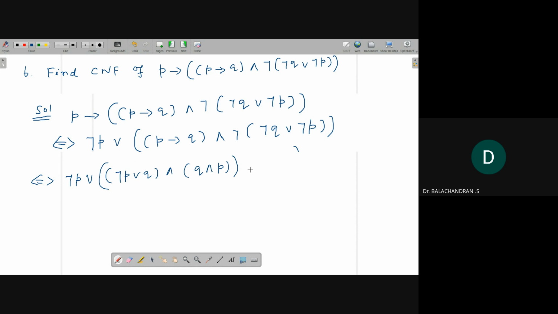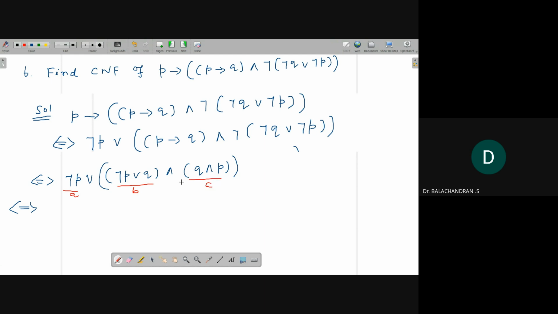Okay. So in the previous one, we'll take this is A, this is B, this is C. But here slightly different way we are going to do. So because here I need CNF. CNF means product of sum. So that's why I'll take this is A, this is B, so this is C.